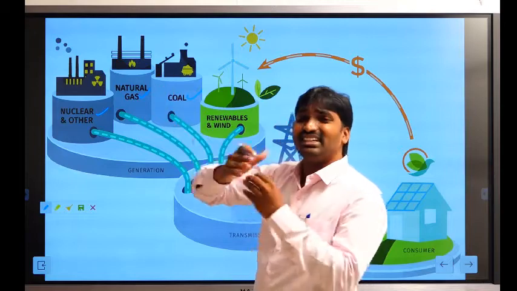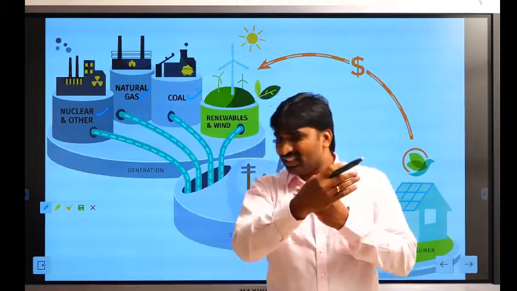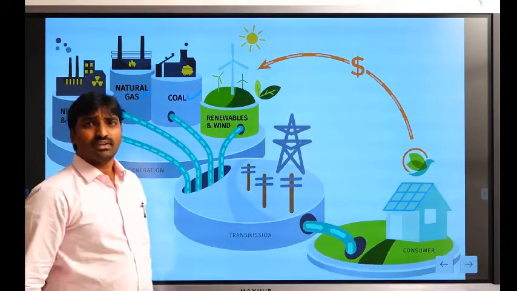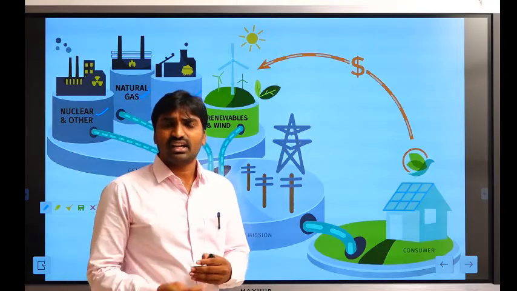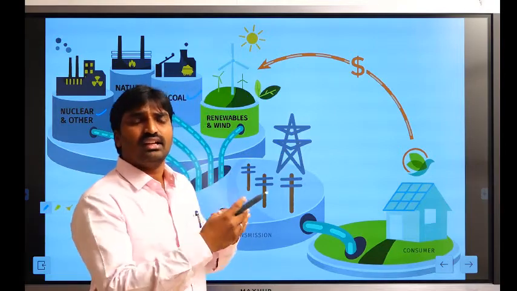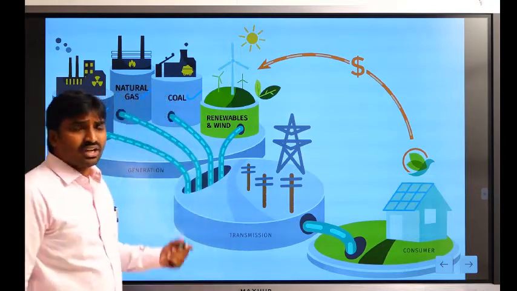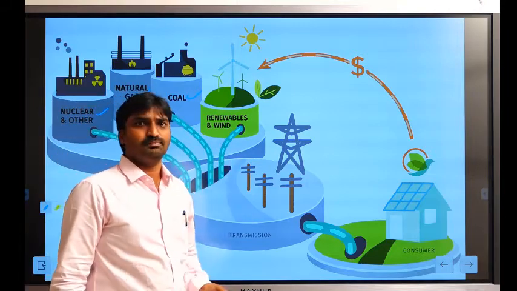So this is the procedure for developing power. In every step you can observe that the energy is transferred from one form to another form. First the liquid is converted into kinetic energy. That kinetic energy is converted into mechanical energy. That mechanical energy is converted into electrical energy by using a device, a generator or alternator.